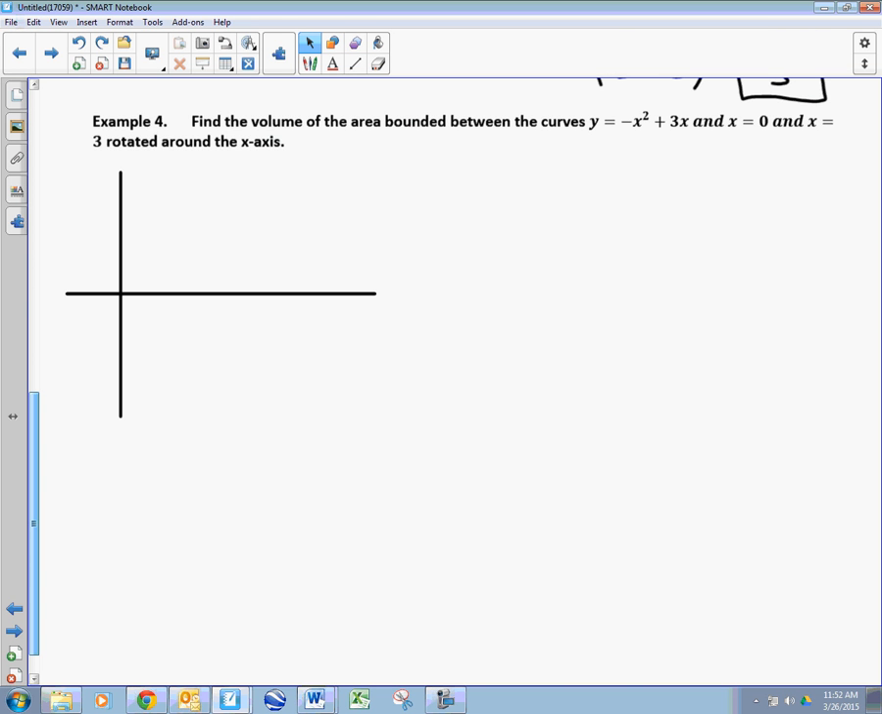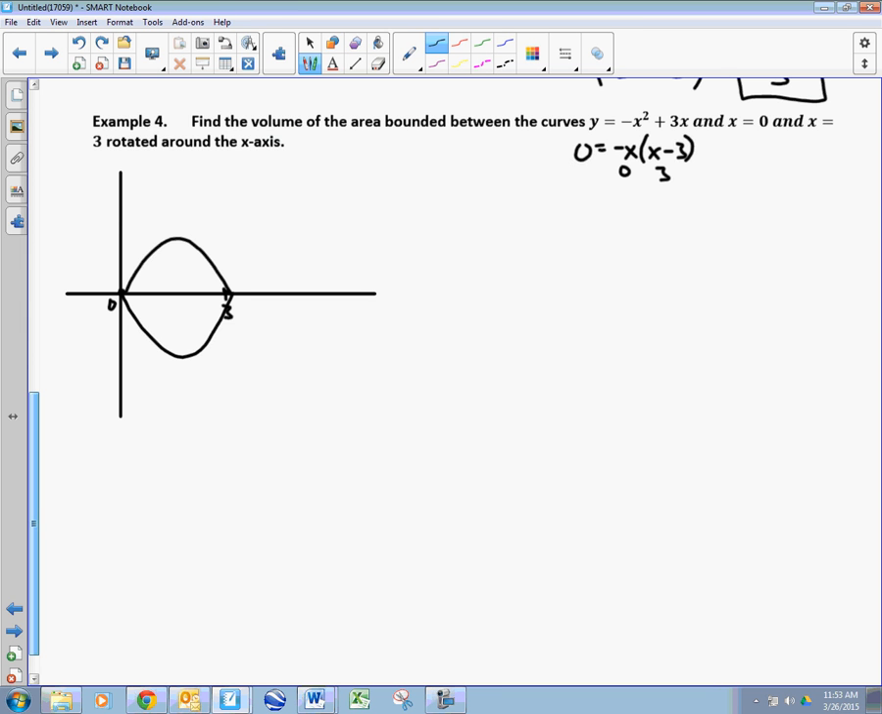Negative x squared plus 3x. You notice that they give us the bounds of 0 and 3. Had they not given us the bounds, we should see where this crosses the x-axis. 0 equals negative x times x minus 3. So you can see it crosses at 0 and 3. That's my parabola. And it will model the same shape, same behavior underneath.